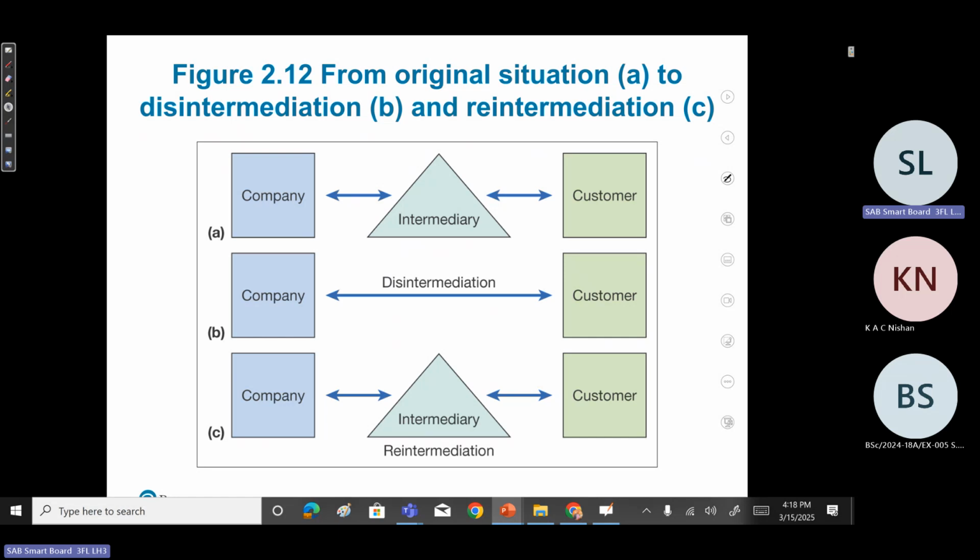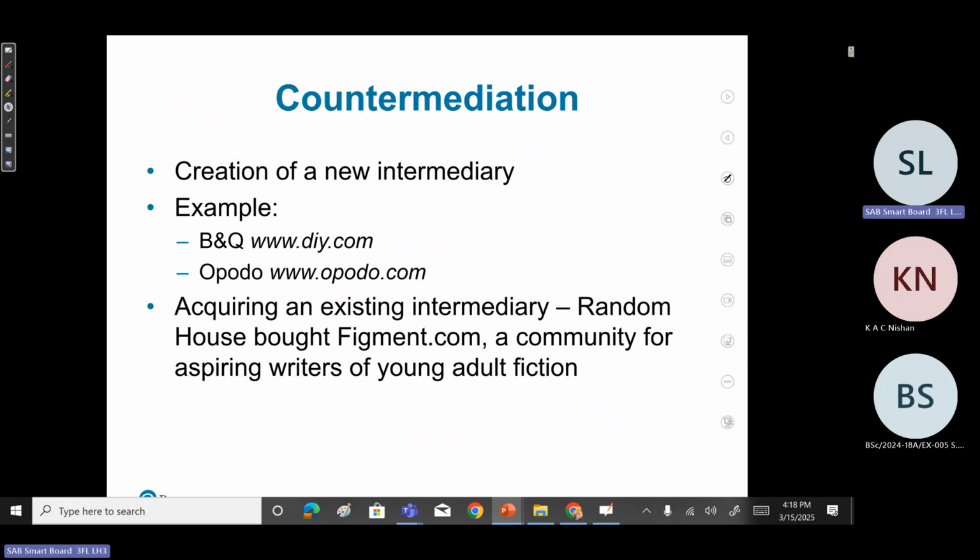Why am I taking SAP? Because that's very close to our hearts, isn't it? SAP is very close to our hearts, because we are now sitting on SAP. So, any questions? Automation, you create a new interface. You acquire by acquisition or complete new creation.